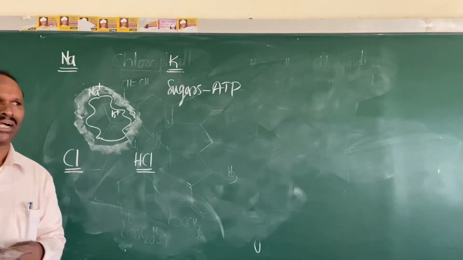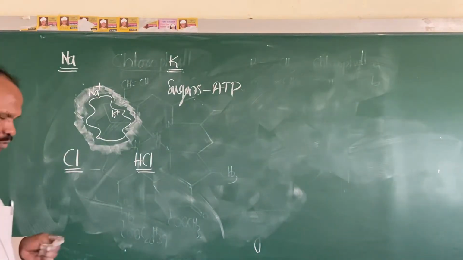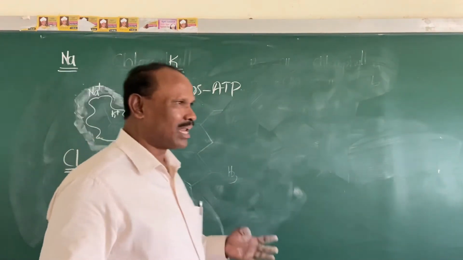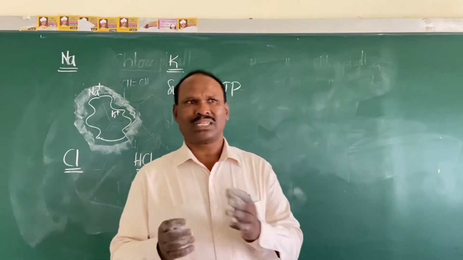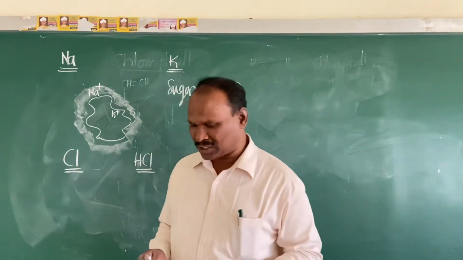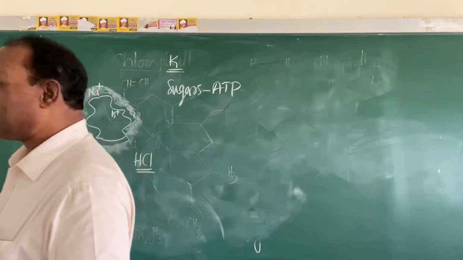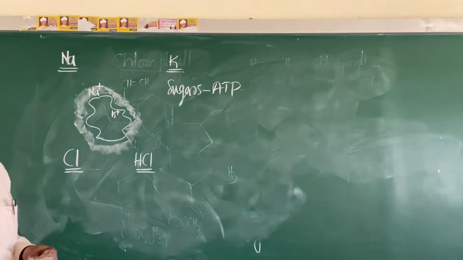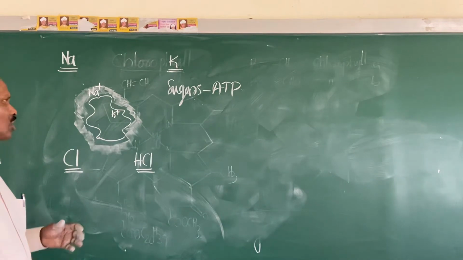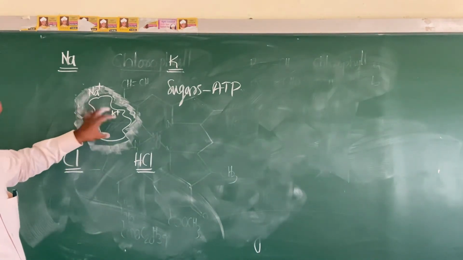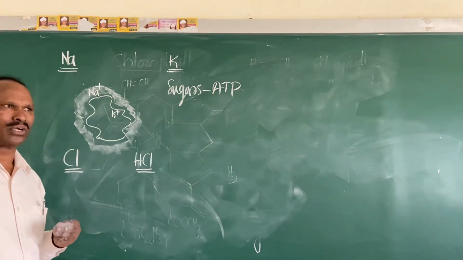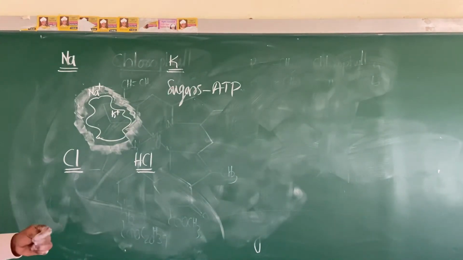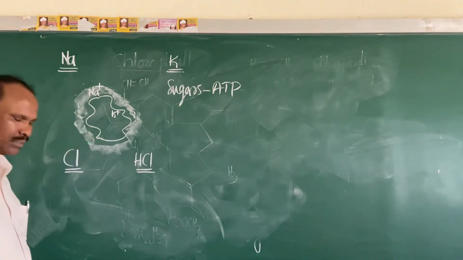The Cl is required to maintain the electrolytic balance, in other words, the acid-base balance. Is it okay? Another important function of this Cl minus is that it maintains the osmotic pressure of the cell. That is very important.